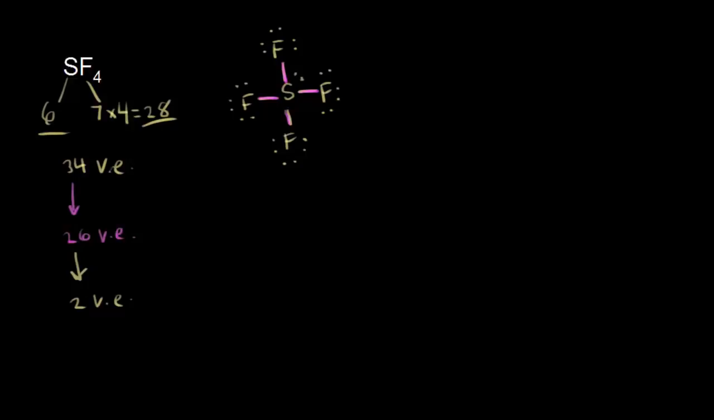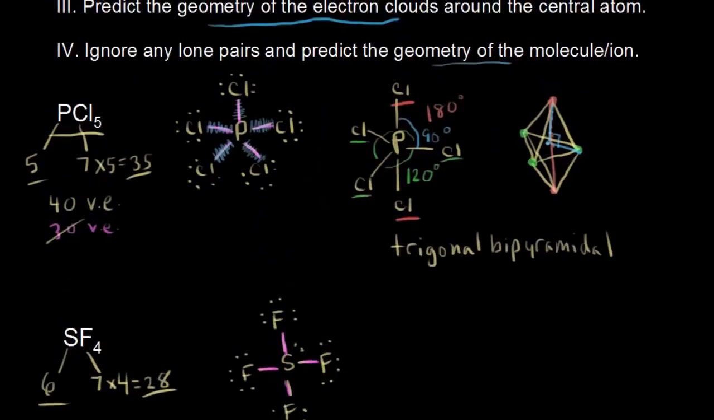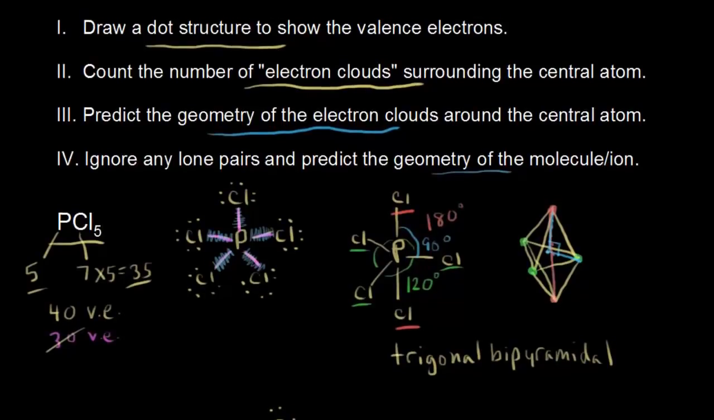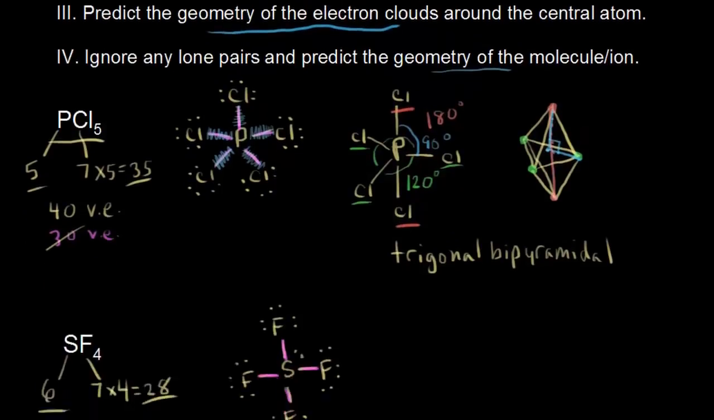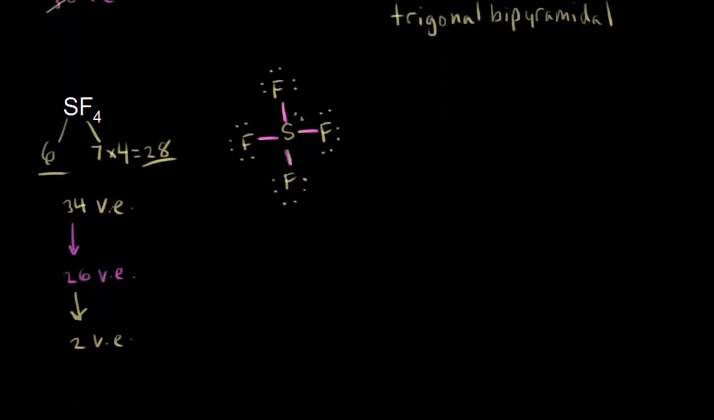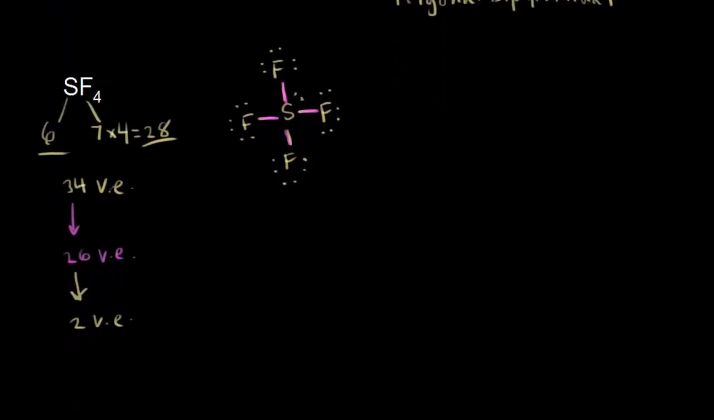So we've drawn our dot structure. Let's go back up and remind ourselves of the next step here. So once you complete step 1, next is the electron cloud step. How many electron clouds do you have surrounding your central atom? So we go back down, and we look at our electron clouds that surround our central atom here, so regions of electron density. We know that these bonding electrons here would be 1 electron cloud.